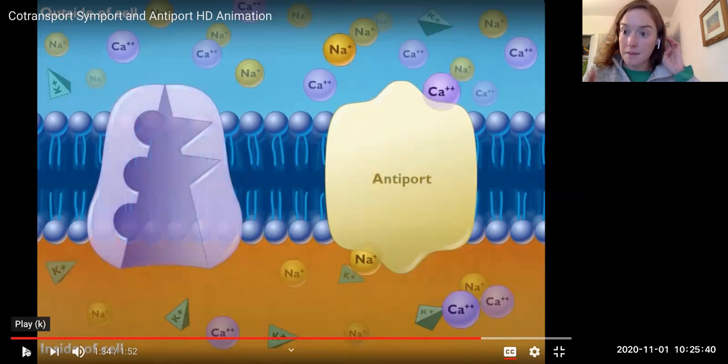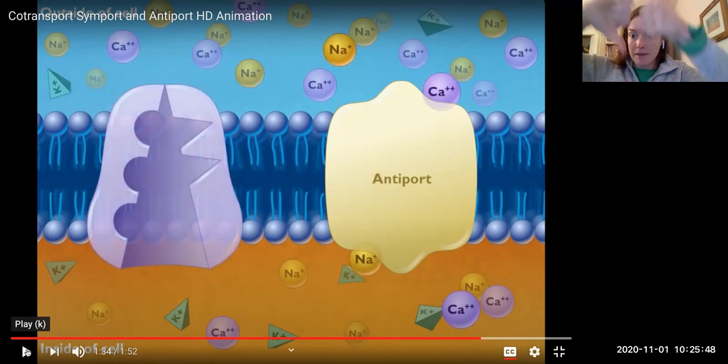So a similar process now is using a coupled transport protein called an antiport if the two molecules are moving in opposite directions. So if one is moving out of the cell and the other is being moved in, that's active transport and it's using an antiport. If both are moving into the cell or in the same direction, it's called a symport because they're moving together.